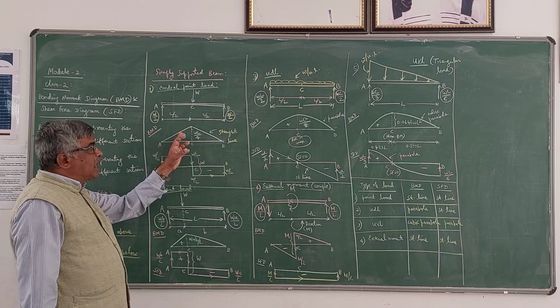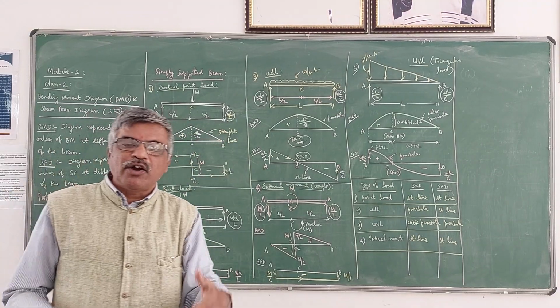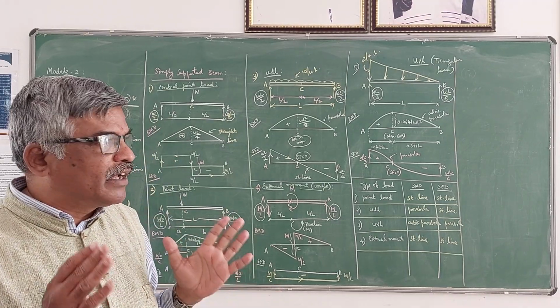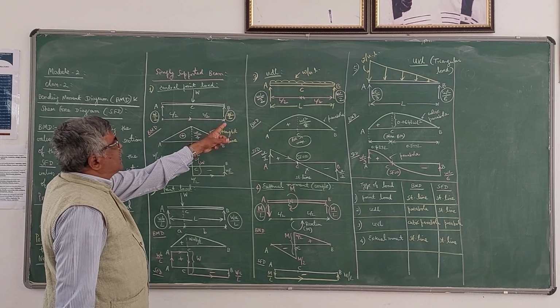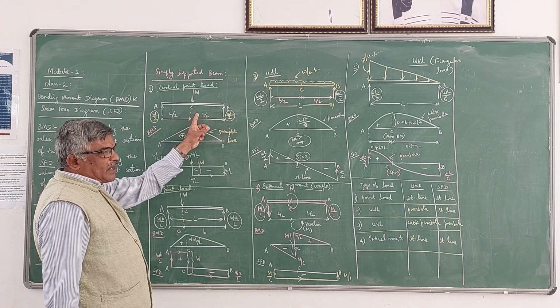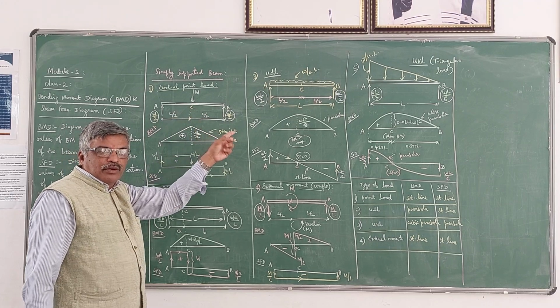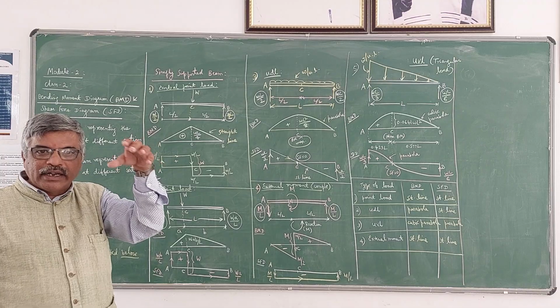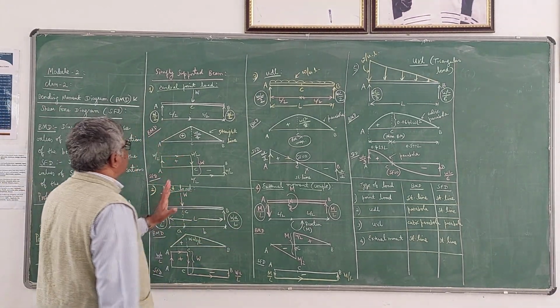Before drawing the bending moment diagram, we need to calculate the reactions. As I already told, reactions have to be calculated using the equilibrium equations. Using that, we can calculate that the reactions are equal to W by 2 here. Since the beam is symmetrical, the load is equally distributed between the supports. Total load is W acting at the center, therefore the reactions will be equal.